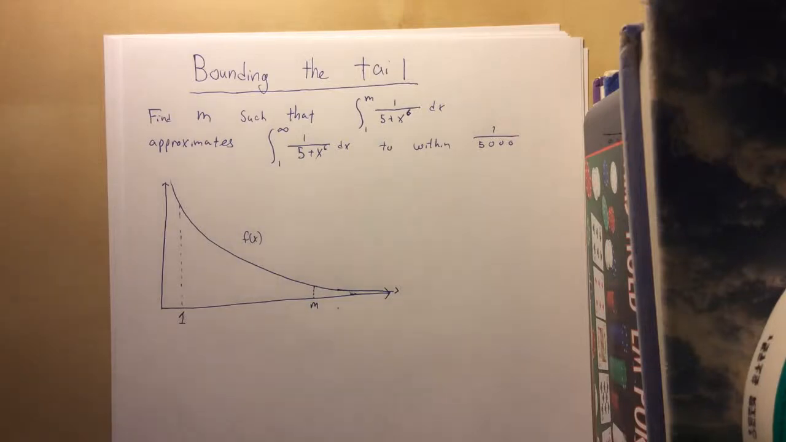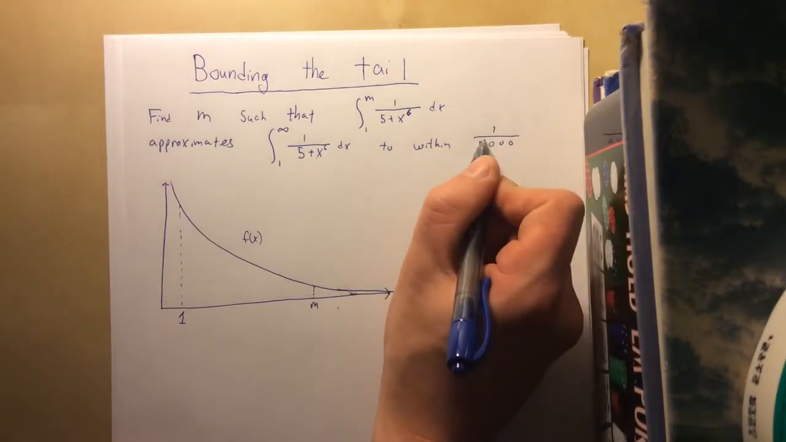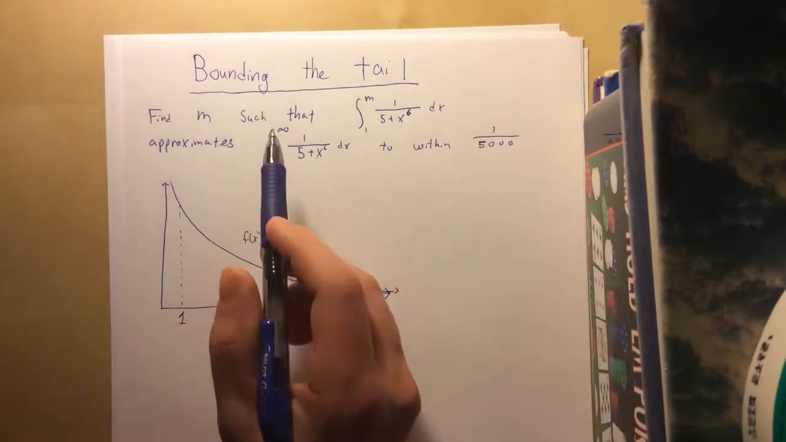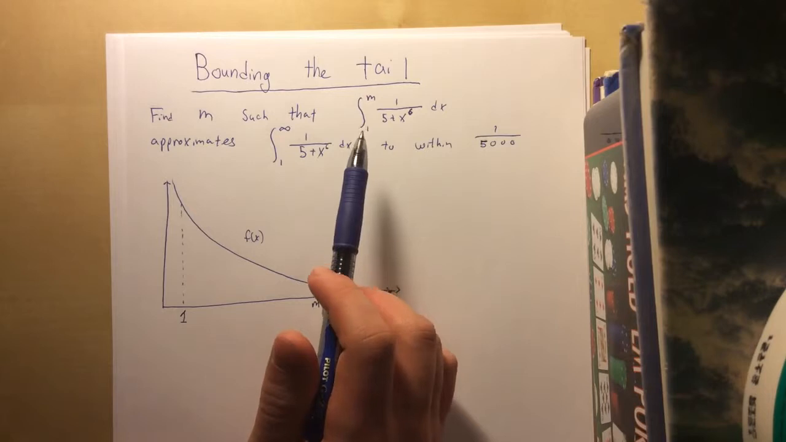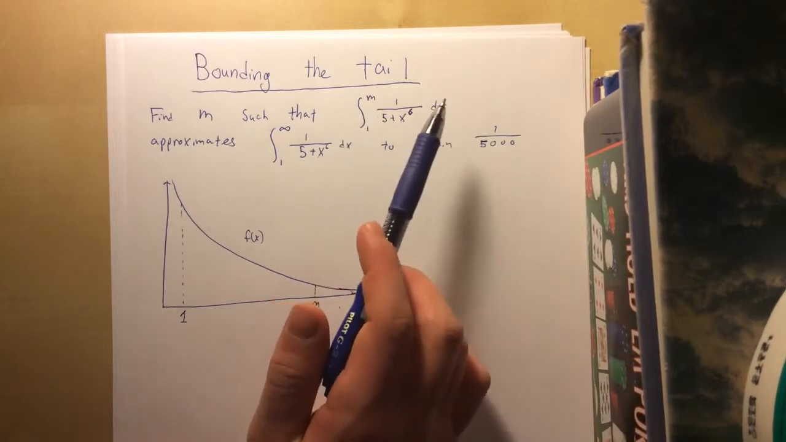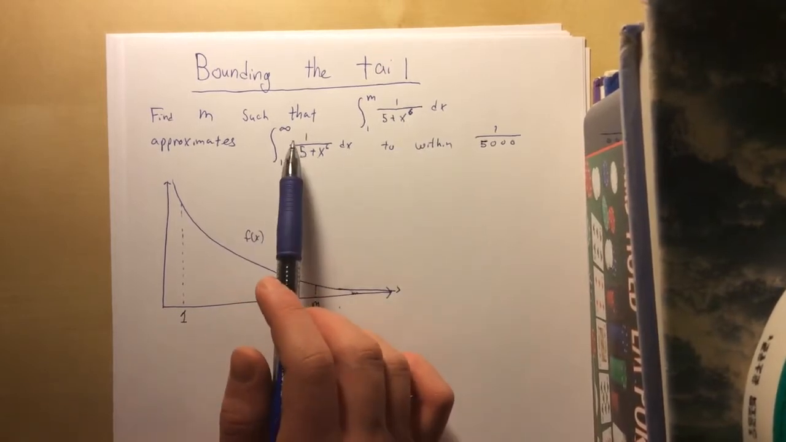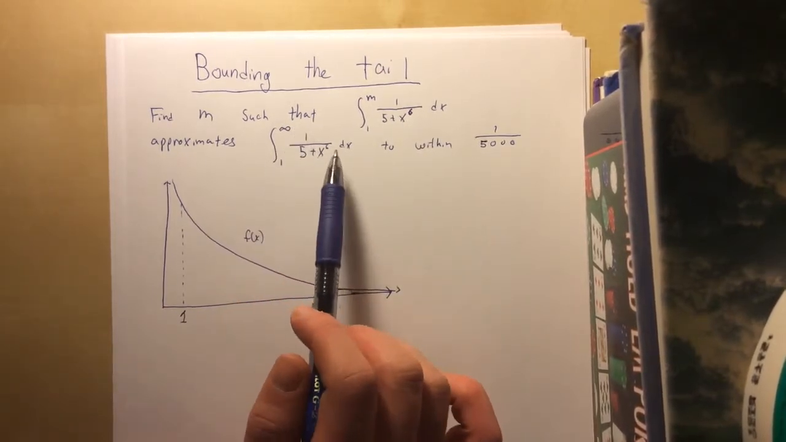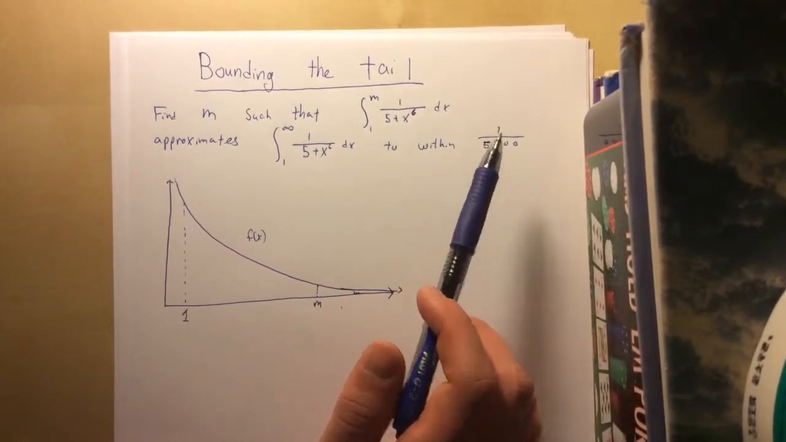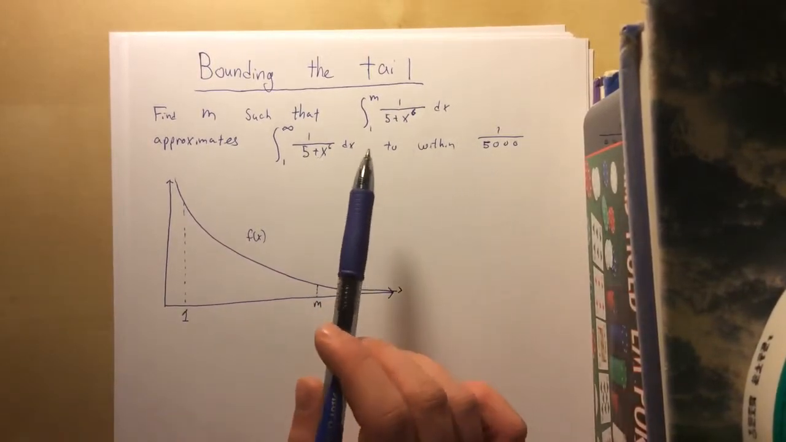Now let's talk about bounding the tail. Questions like these are going to ask you to find a value such that the integral up until that value approximates the infinite integral to within a certain value. In our case, we are going to call that value m, and we want to find m such that the integral from 1 to m of 1 over 5 plus x to the 6 dx approximates the infinite integral from 1 to infinity of 1 over 5 plus x to the 6 dx to within 1 over 5,000.